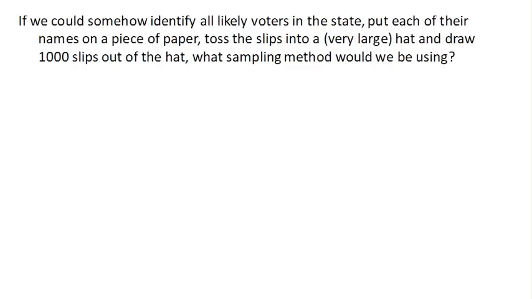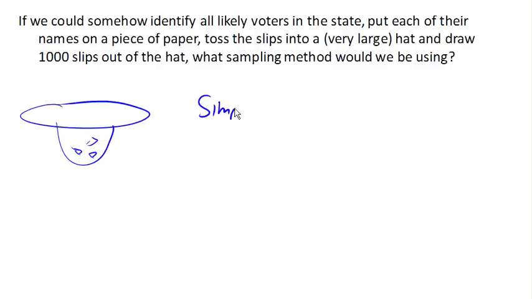So suppose that we could somehow identify all the likely voters in a state, and we want to create a sample of all those voters in order to ask them how they're going to vote in the next election. So one option would be to write all their names on a piece of paper and toss those in a really, really big hat, and then draw 1,000 slips out of the hat. Kind of like a lottery. So this sampling method is called a simple random sample.